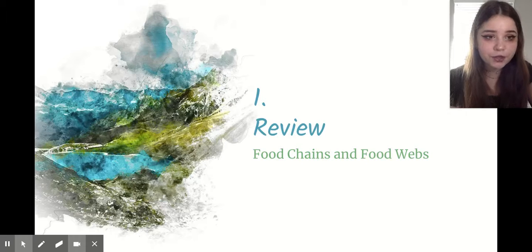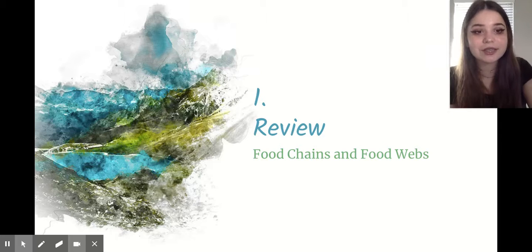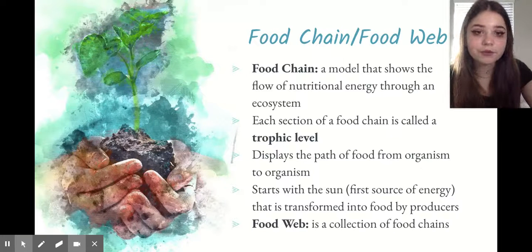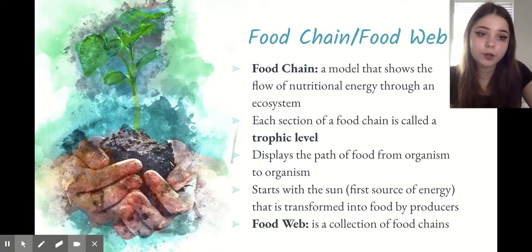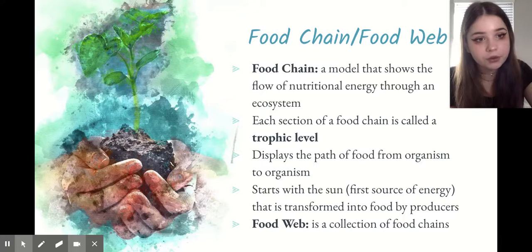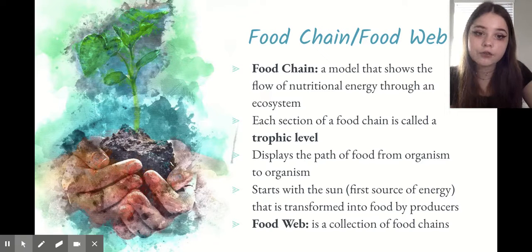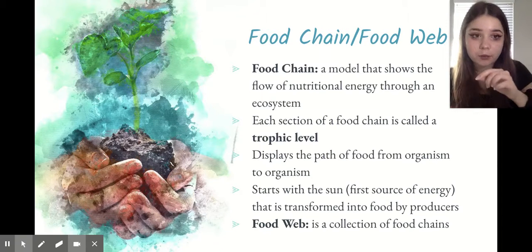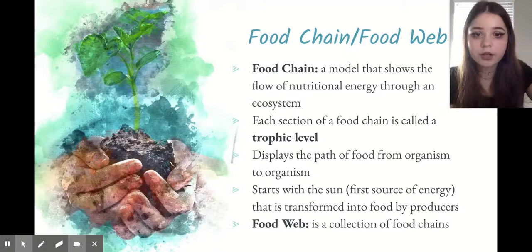Okay, so first we should review the food chains and the food webs. We're going to be jumping right into this lesson. Now, food chains and food webs. Basically, a food chain is just a model that shows the flow of nutritional energy through an ecosystem. It shows which organism eats which organism, right? It shows that pattern. And each section of the food chain is called a trophic level. So if you were referring to only one part of the food chain, like a specific part, you would call that a trophic level. Now, a food chain displays the path of food from organism to organism.